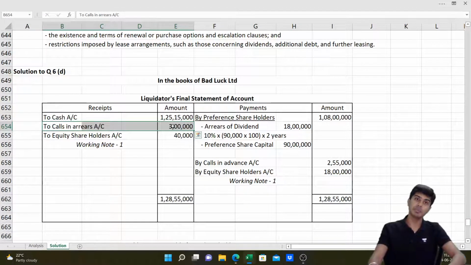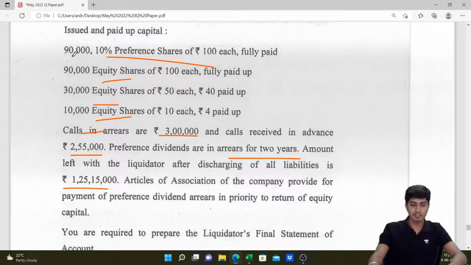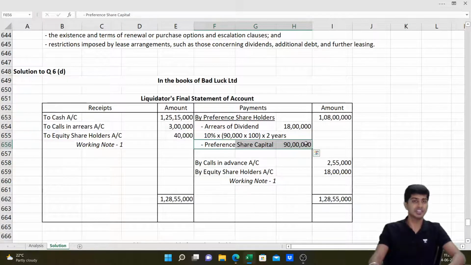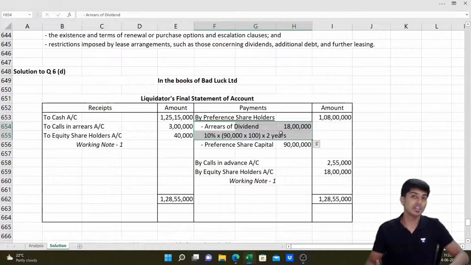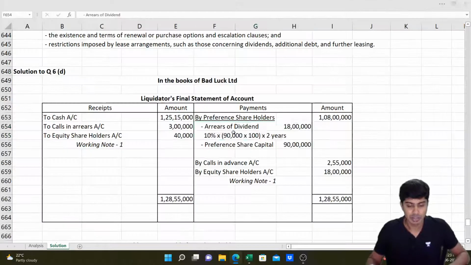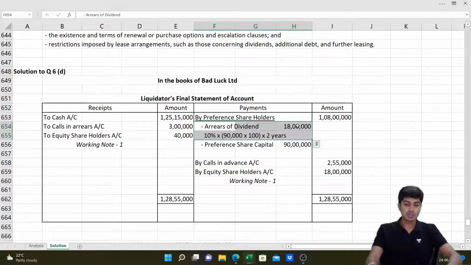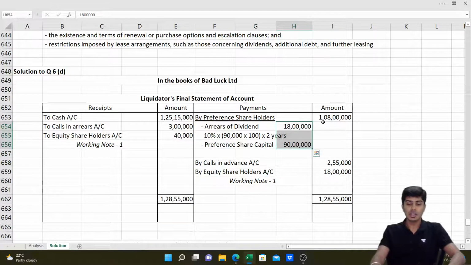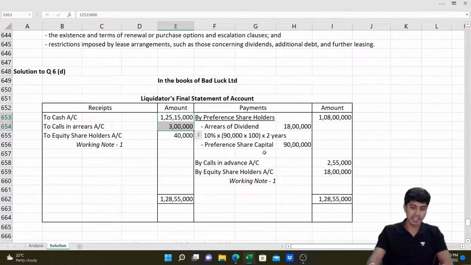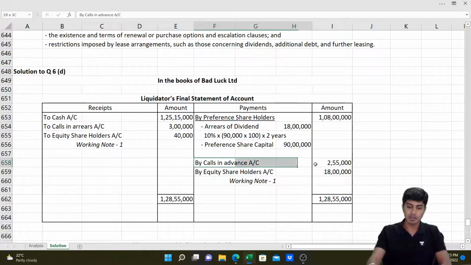Now, you first repay the preference shareholders. You would have to pay 90,000 multiplied by 100, which is their preference share capital. And you need to pay 90,000 multiplied by 100 into 10%, that preference share rate, for 2 years because it is outstanding, which again comes to 18 lakh. So 90 lakh plus 18 lakh, total 1 crore 8 lakh, has to be repaid to preference shareholders. Out of this 1 crore 25 lakh plus 3 lakh, we repay this, then we repay calls in advance.